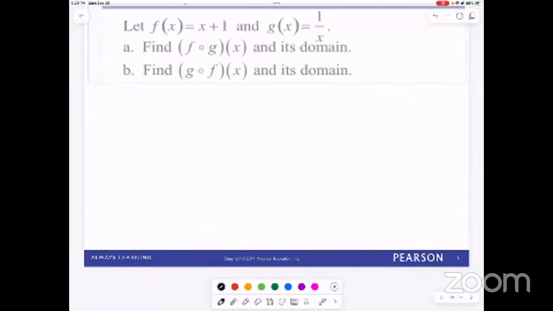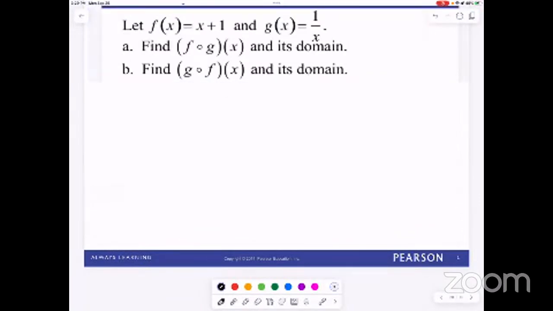Okay. So let's work on part B. We're asked to find G compose F of x and its domain. So G compose F of x means the second function inside the first function. So this means G of F of x.